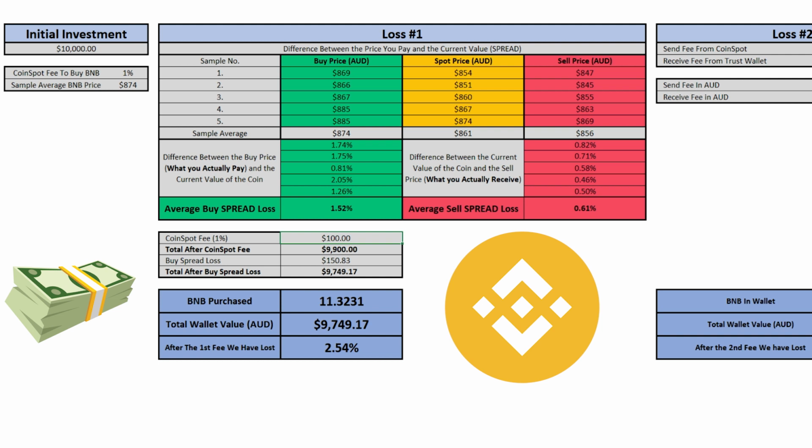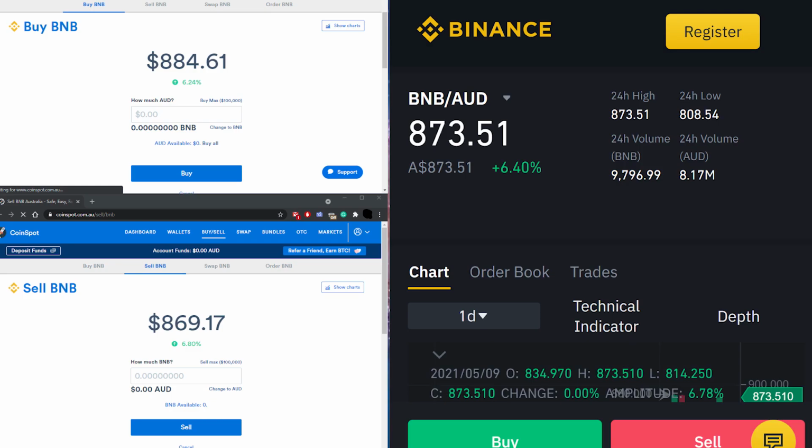And you will also lose money from the spread, which I just touched on. Don't worry about the calculation, I've done it for you. I took the average spread from 5 data samples and got an average buy spread loss of 1.52% and an average sell spread loss of 0.61%. Here's the screenshot of the last sample I took for reference.